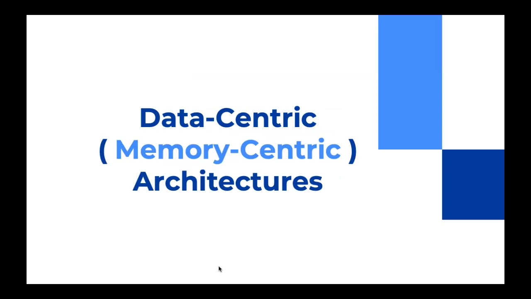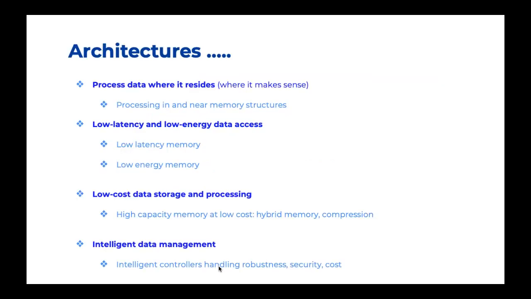The main point we need, and the thing that can solve a little bit of our problem, is a data-centric or memory-centric architecture. Why do we say memory-centric? Because we have no data when we have no memory. So when we say data-centric, we mean a memory-centric architecture. So how can we achieve a memory-centric or data-centric architecture? The first thing, which we go into a little bit of detail, is to process data where it resides, where it belongs, where it makes sense. We should process data where it belongs.